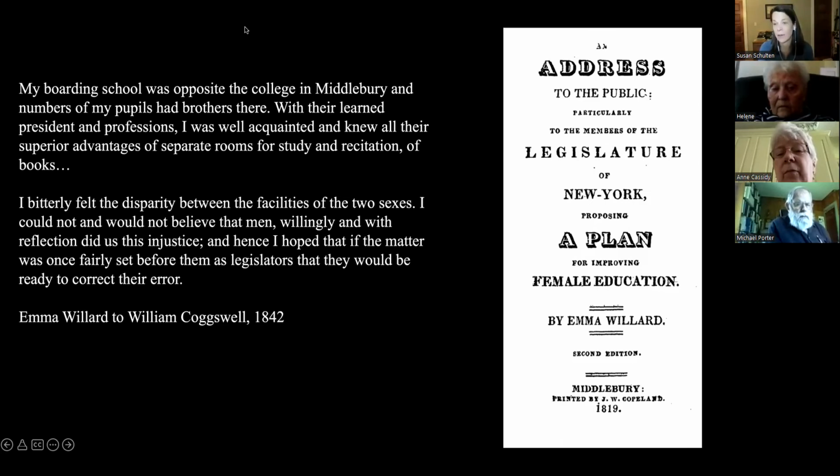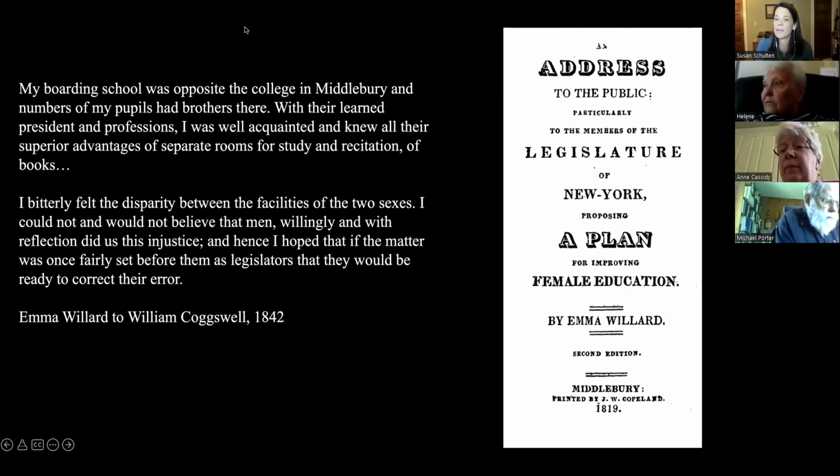I hoped that if the matter was once fairly set before them as legislators, they would be ready to correct their error. Translated, she says, it was unfair, and I'm sure that the men in the state legislature in Vermont would change this if they knew that it was unfair. And to that end, with her husband's full endorsement and help, she writes a proposal for how to reform female education. She realizes that it doesn't matter if her Middlebury Female Seminary offers students advanced education in natural philosophy or rhetoric or geometry. If there's not reform on a larger scale, it's not going to change the situation.